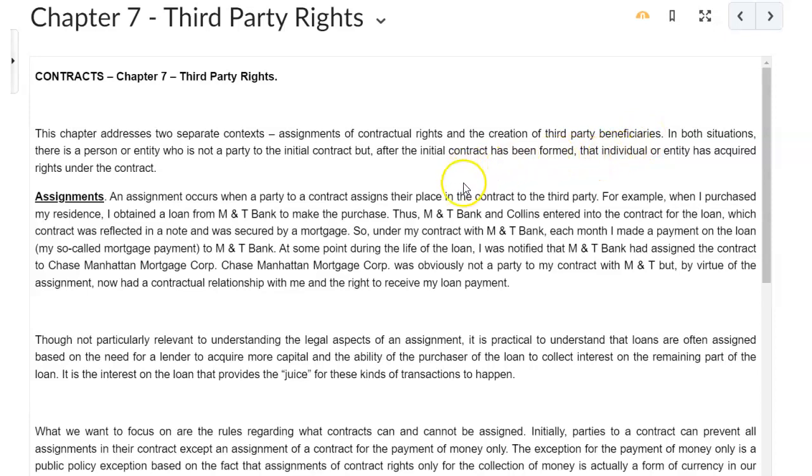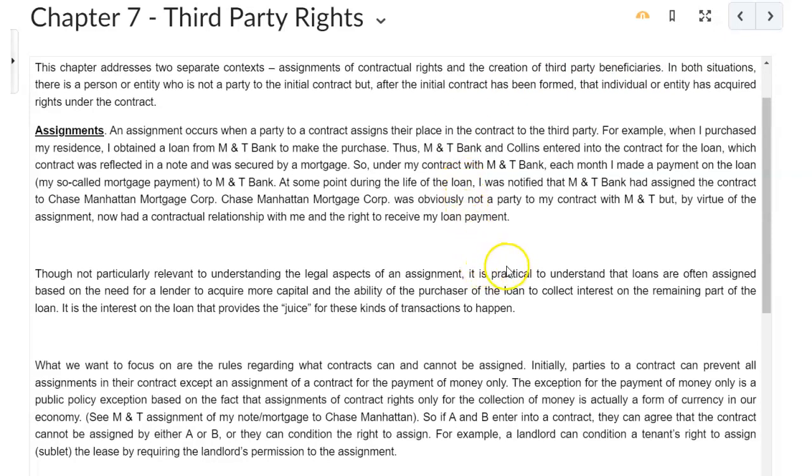And let's talk about assignments first. And again, we're keeping in mind that we are going to be looking at a situation where there's a contract and then some party who wasn't a party to the contract is acquiring rights. I'll use an example that I ran into once, and it's so typical and also easy to understand. It's a good way to illustrate assignments.